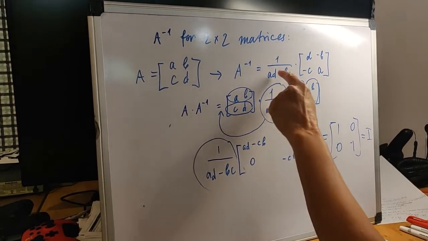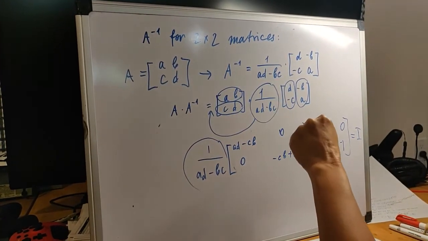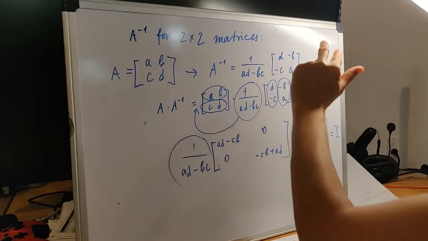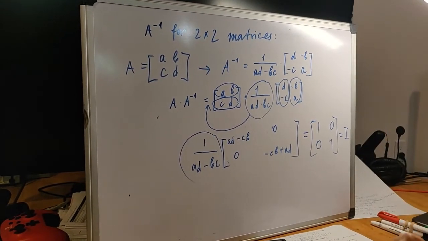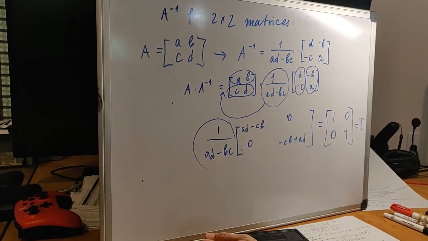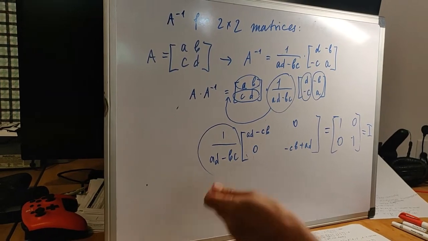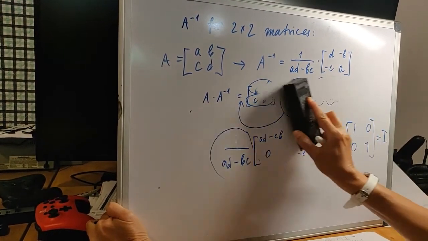It's not difficult. Here we have the determinant of the matrix, right? You see it's AD minus BC. So diagonal elements are switched and counter diagonal elements are having minuses, okay?